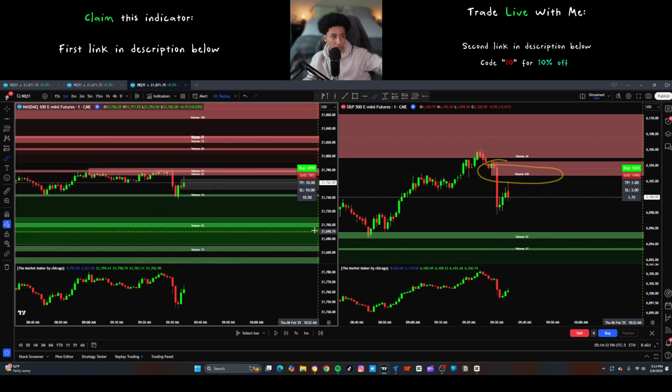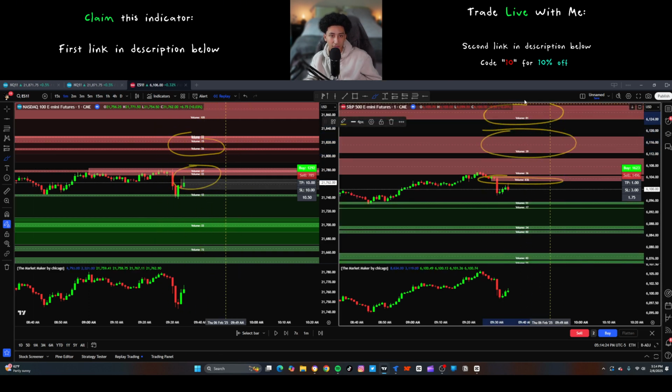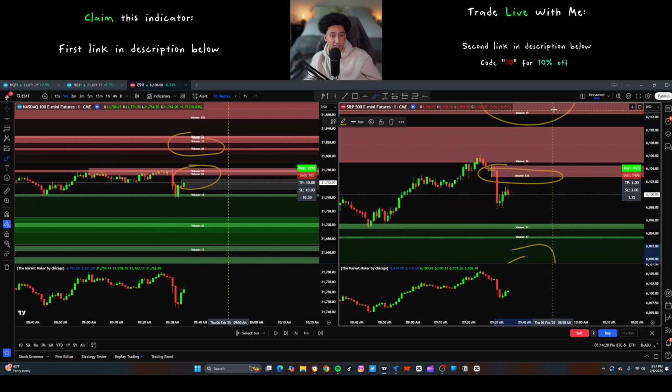As you can see on NQ, we didn't really have huge levels nearby, and the same thing with ES, we didn't have any huge levels nearby as well. So in comparison to these levels, obviously this huge triple digit level is going to catch my eye.